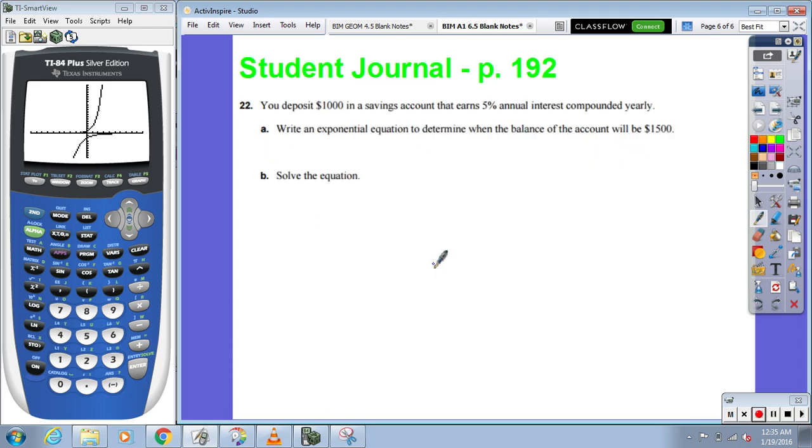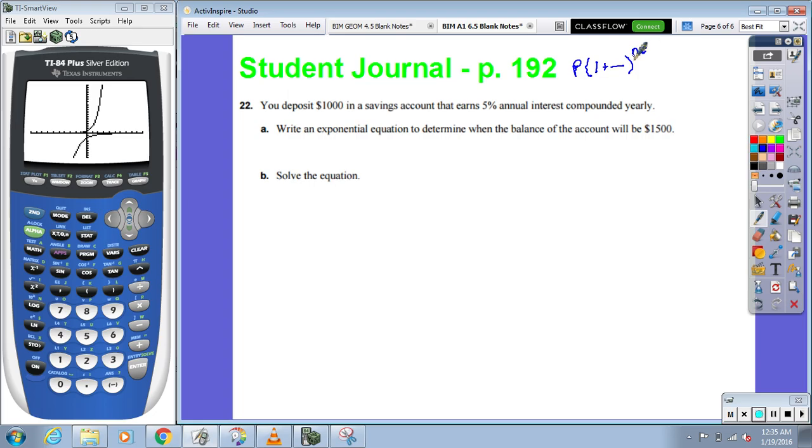Okay, the last question I have in the notes. This one says you deposit $1,000 in a savings account and it earns 5% annual interest and it's compounded yearly. It wants you to write an exponential equation to determine when the balance of the account will be $1,500. So I want you to think back to that. We had our formula where we had our principal times 1 plus, now remember there's a fraction there, and so here's kind of a hint to you.